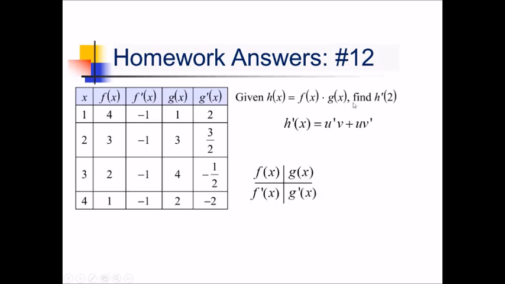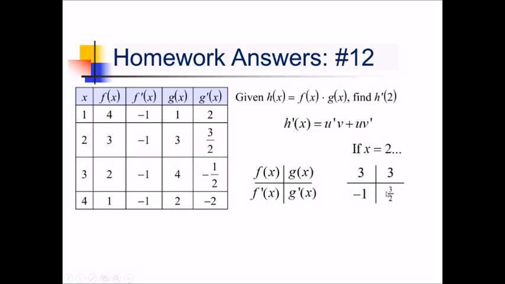If I'm trying to find h prime of 2, basically I need to use my product rule and then plug in 2. I'm actually going to do all of the work inside the box, though. So if x equals 2, here's what all of these four things should be. F of 2, that's going to be in my table. That's right here. That's 3. G of 2 is going to be 3 also. F prime of 2, also in the table. That's -1. And then g prime of 2 is this 3/2 over here.